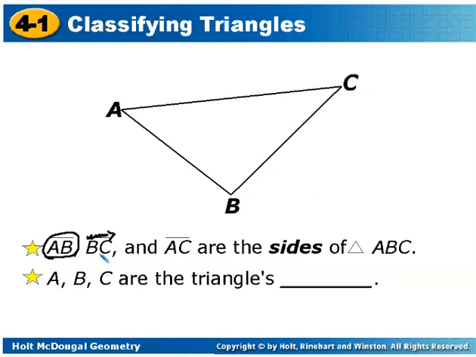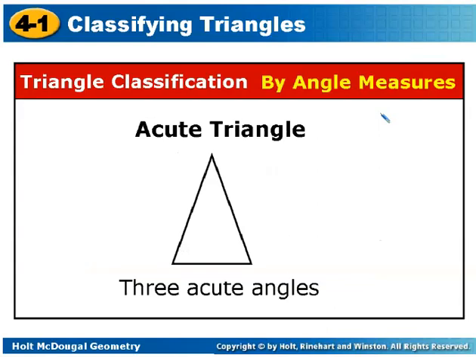The other thing we need to know about naming triangles, or when we see a triangle diagram, is that the letters at each of these corners we actually call the vertices. Okay, so a triangle has both three sides and three vertices. So let's start classifying them.